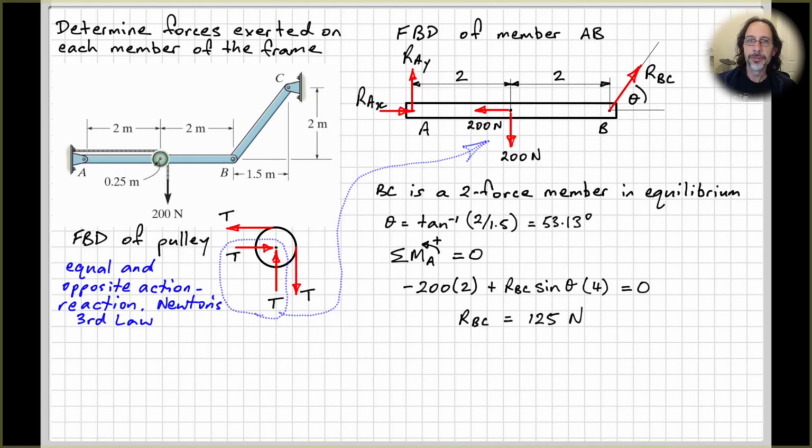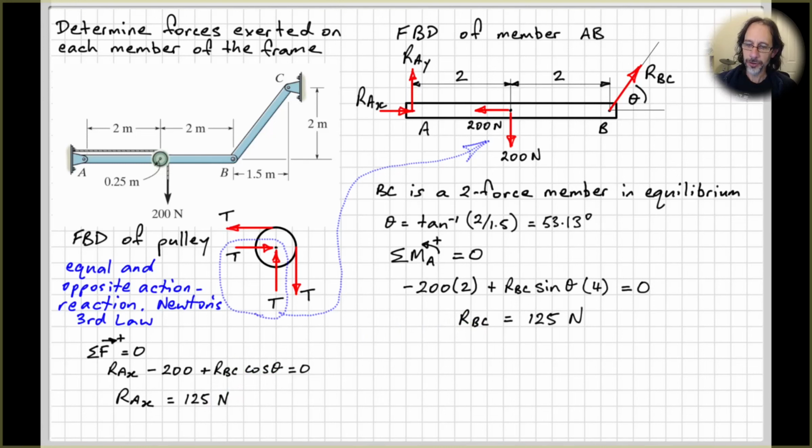So we can rearrange that, put it into our calculators, and get RBC equals 125 newtons. All right, then we can go ahead and use our force equations of equilibrium. So I'm doing the sum of the forces in the horizontal direction equals 0. And we have RAx over here in the positive direction, minus 200, plus the horizontal component of RBC. So the horizontal component here is the adjacent to the angle. So that will be cos theta.